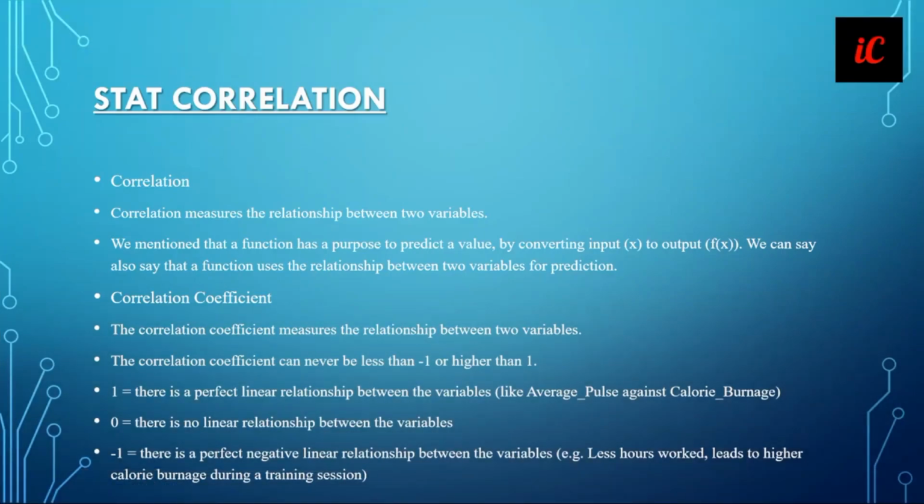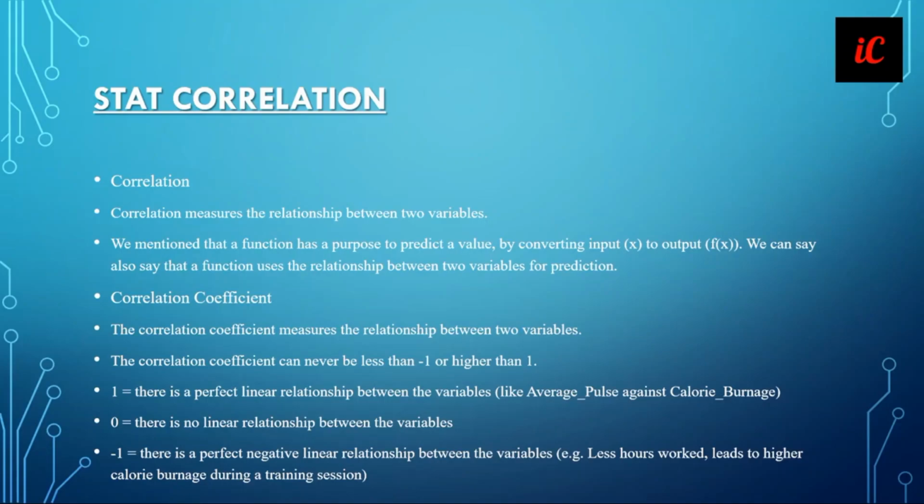Today we are going to study data science statistics: correlation. So let's see what it is. Correlation measures the relationship between two variables. We mentioned that a function has the purpose of predicting a value by converting input, that is x, to output, that is f of x. We can also say that a function uses the relationship between two variables for prediction.